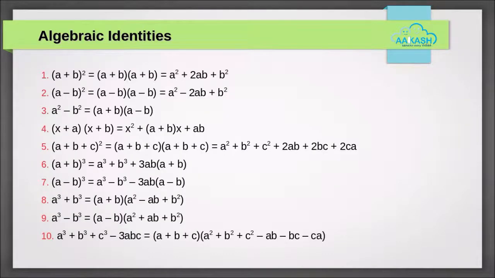Algebraic identities. Here are some of the basic identities which can be used in various polynomial calculations. These identities cover the basic formulas like square of the sum and difference, difference of squares, cube of sum and difference of cubes, and also some identities like the fourth one, which tells us how to find the middle term and the last term of the quadratic polynomial whose factors are given.